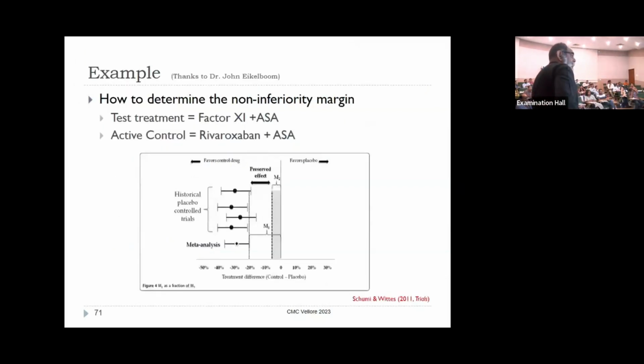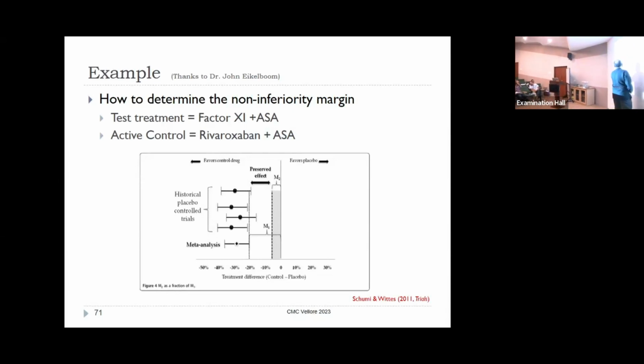This is actually a study that we did recently, thanks to this physician who gave me this. He had to determine the non-inferiority margin where the test treatment was factor 11 plus aspirin, and the active control was rivaroxaban plus aspirin. He was the principal investigator that showed that rivaroxaban plus aspirin was beneficial. So that became the new control. So he had to preserve that effect, and the effect M1 was this.